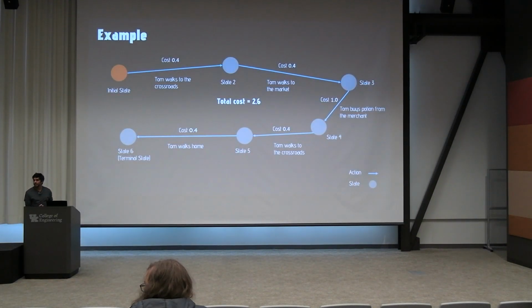So here, you're asking why the planner... You say that there are many possible choices between the initial state and, in this case, state two. Then why is Tom walking to the crossroads chosen?